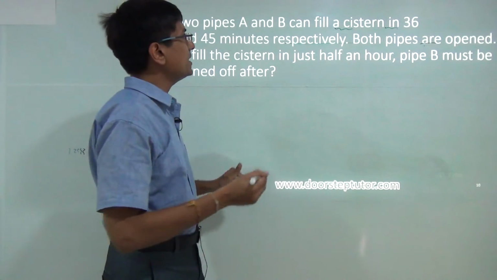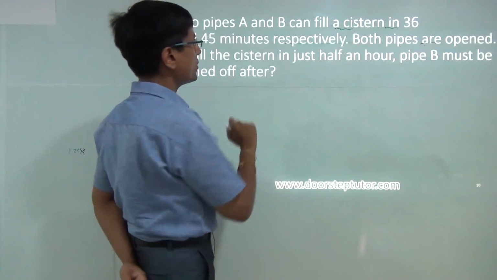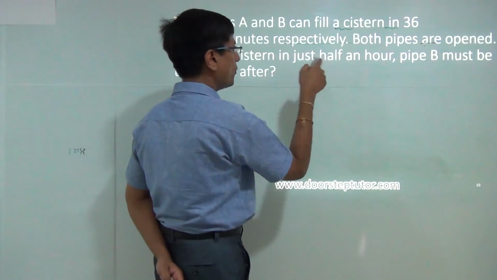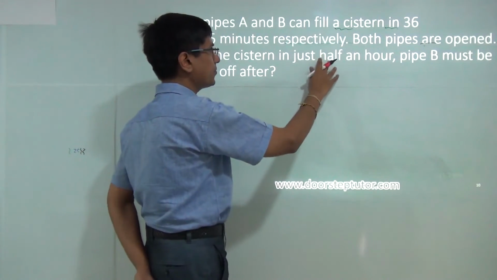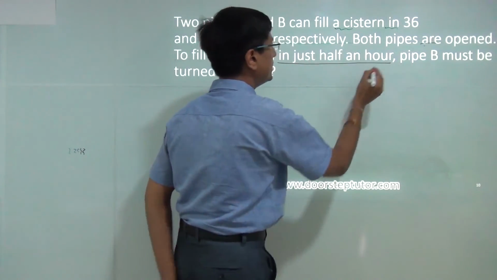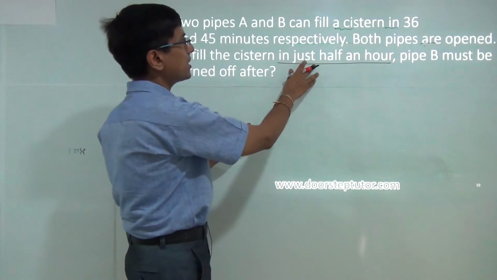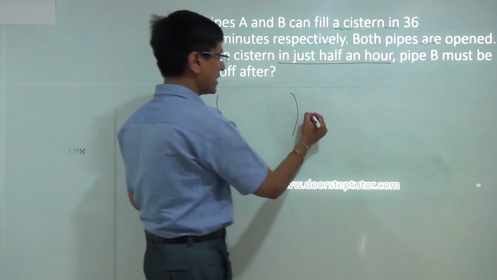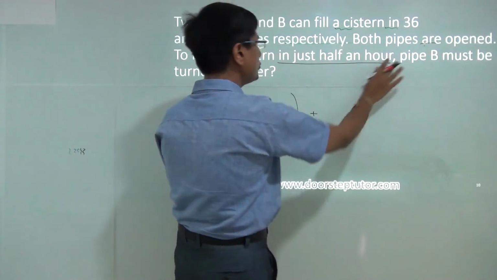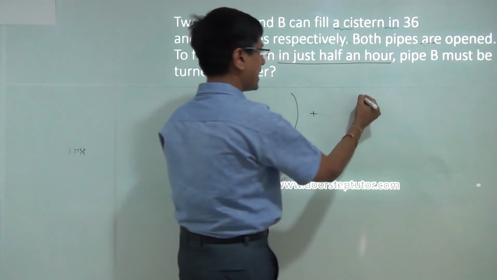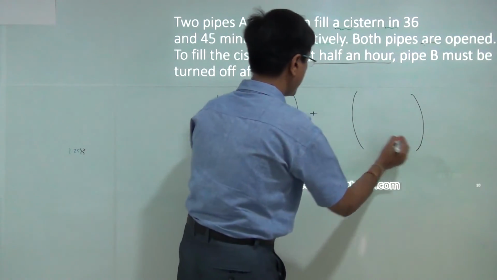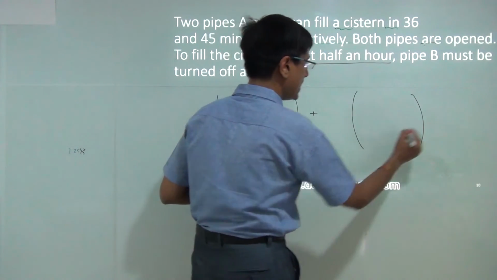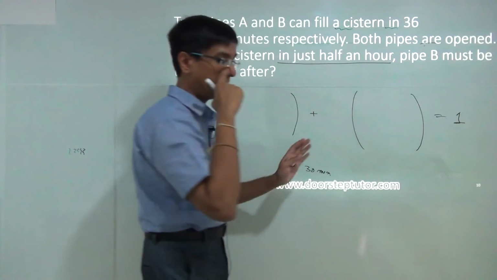So there are two pipes A and B. They are filling a cistern in 36 and 45 minutes. Now both the pipes are open. Now what do we really want? So this is the problem. If I want to fill this tank in half an hour, first I have to keep both the pipes open for a certain time, and then I have to close pipe B and let only pipe A fill the tank in such a way that this entire time comes to 30 minutes and my tank is completely filled.